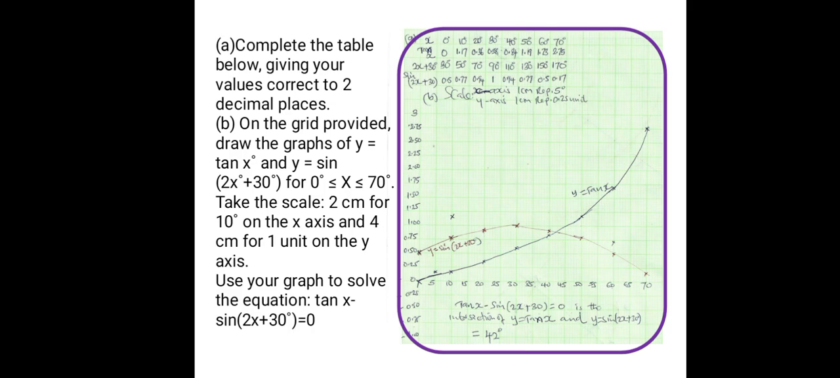Use your graph to solve the equation tan x - sin (2x + 30 degrees) = 0.